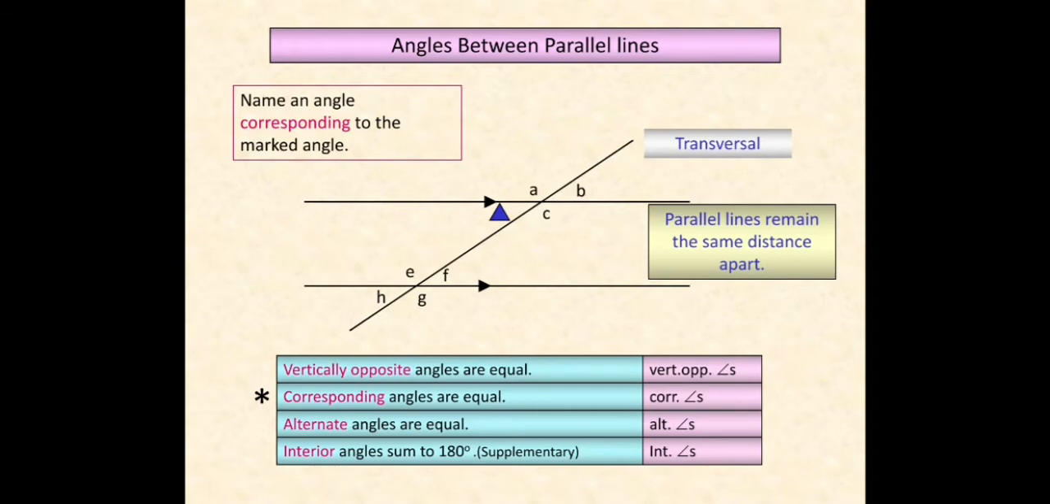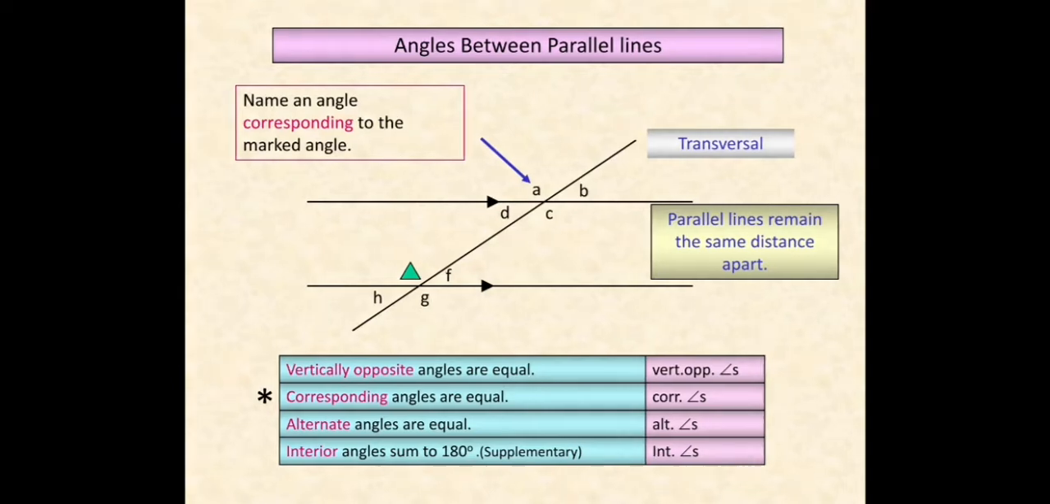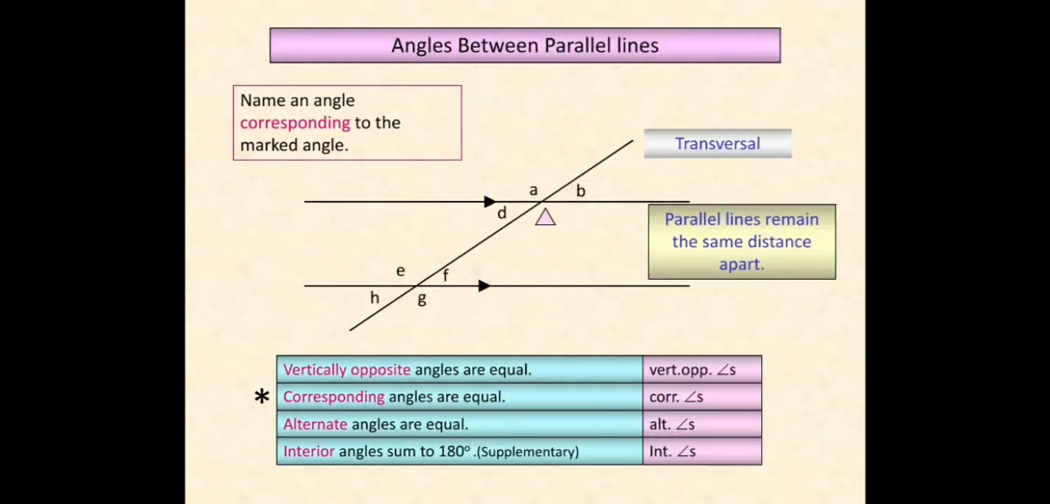Here also they are asking about the corresponding angle of the blue triangle. Also it has the shape of an F, so the corresponding angle here is H. So they are equal in measure. Also here they are asking about the corresponding angle for the marked angle, and as you can see here it's A. So these two angles are also equal. Also here they are asking about the corresponding angle for the purple triangle, and it's G.